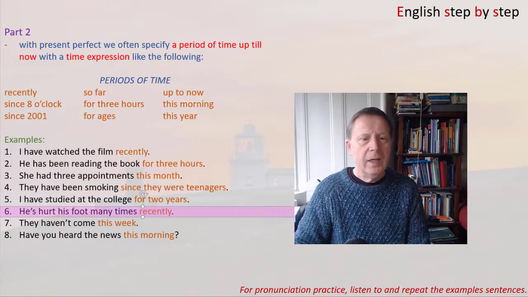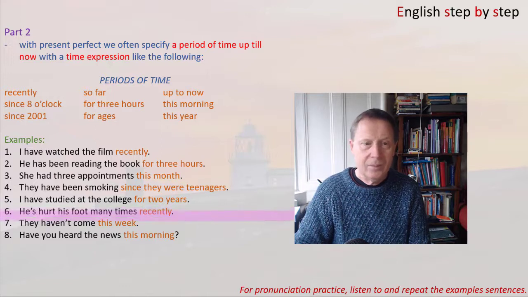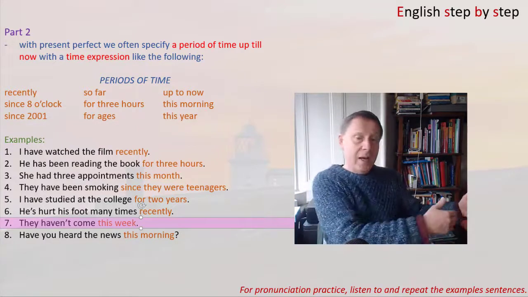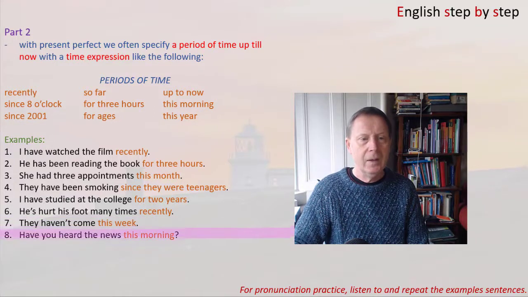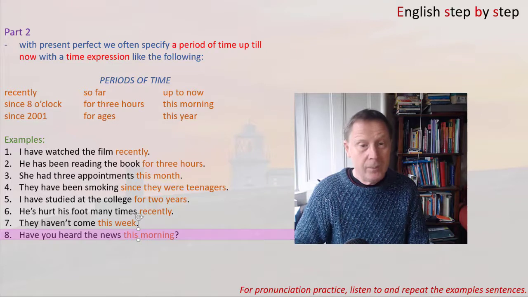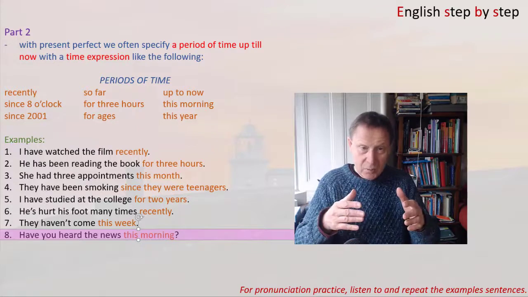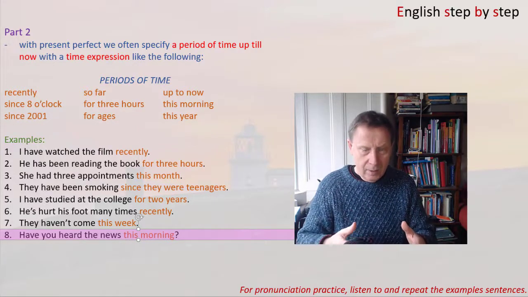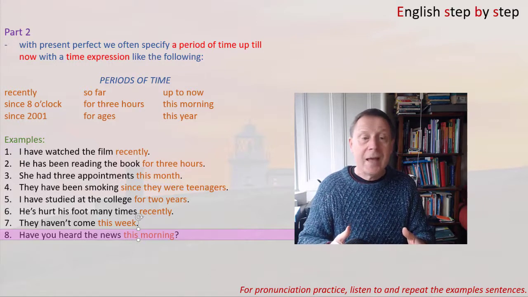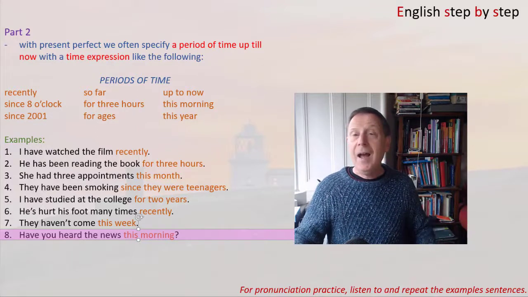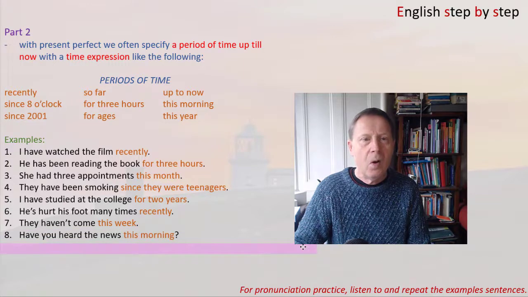Number 6. He's hurt his foot many times recently. They haven't come this week. There you have a negative example. And this week means the week including today. Have you heard the news this morning? Now, in this sentence, we have the present perfect, so that means this time expression, this morning, includes the present, because we understand that the present is included in the period, so this morning has not finished. So those are all periods of time, including the present moment.